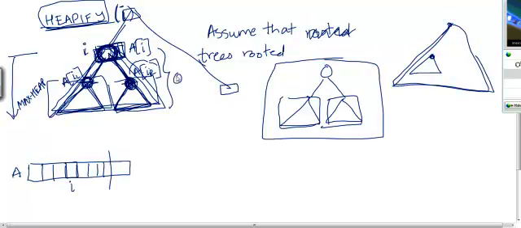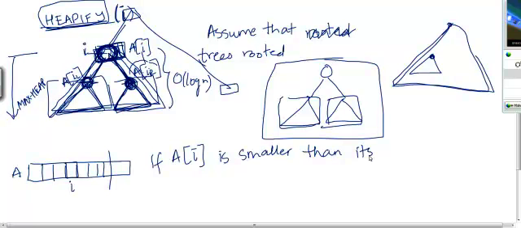The complexity of this is going to be order of log of n, where n is the number of elements in this subtree. So any questions about heapification? This is what in essence it is. If A sub I is smaller than its children, heapify of I.